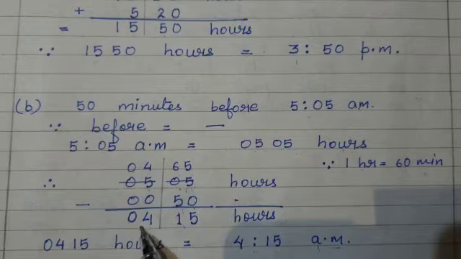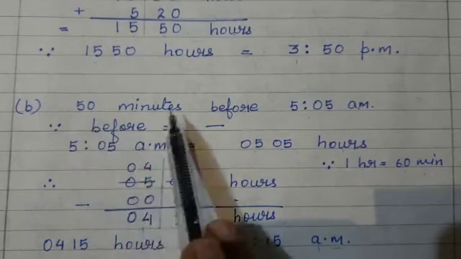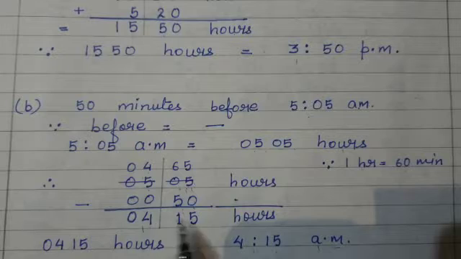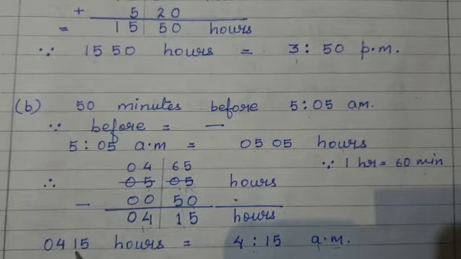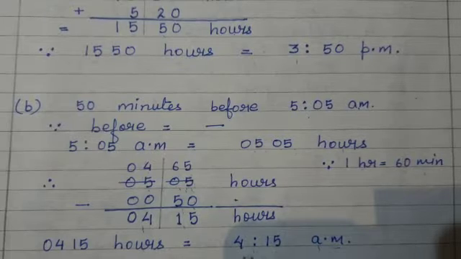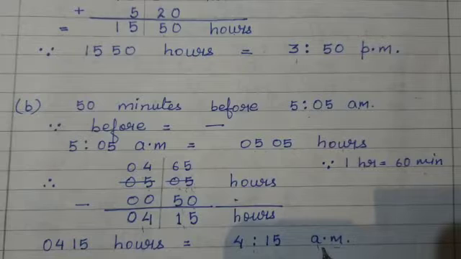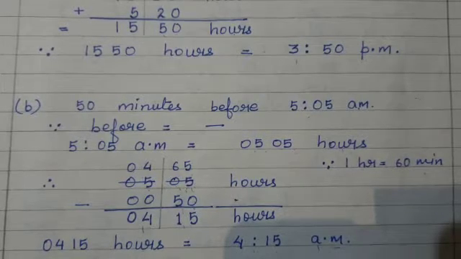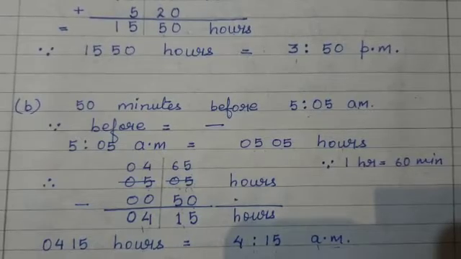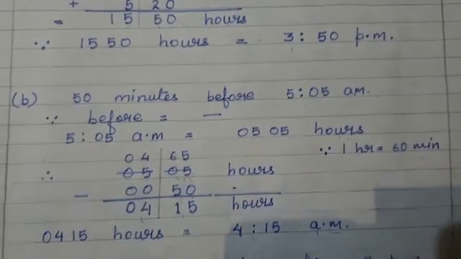So what we are getting? After subtracting this 50 minutes, we are getting 415 hours. That means 0415 hours. And when we convert it in 12-hour clock time, it will be 4:15 am. That means it belongs to the first segment of time. In this way, we can find out the time. It will be more clear when we see one more example.